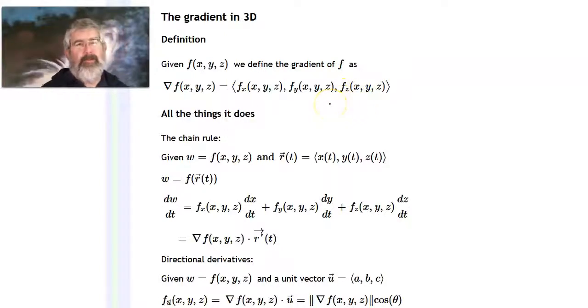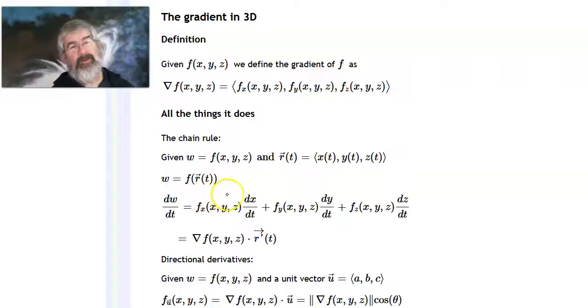And here's a bunch of things that it does for us, very similar to what the gradient of a function of two variables did. It helps us simplify some things or even understand them a little better. If you have w as a function of x, y, and z, and x, y, and z are functions of t, so you have a vector function r of t, then there's a chain rule. You can think of w as a function of t because you plug t in, calculate x, y, and z to get r, you plug those x, y, and z in to get f, and so you could say that w is f of r of t.